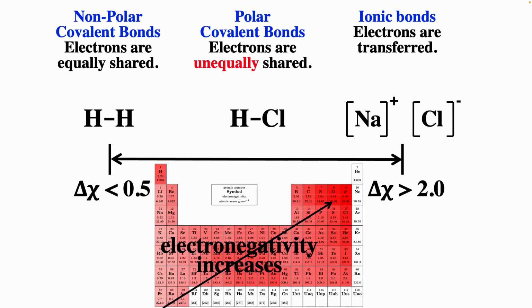Now you should remember your periodic trends. As you go up and to the right, the strength of electrostatic attraction between the outer electrons and the nucleus increases, electronegativity increases, electron affinity increases, and the size decreases.